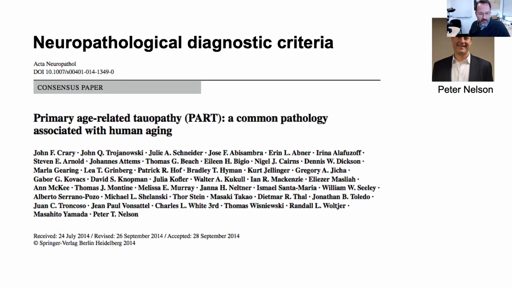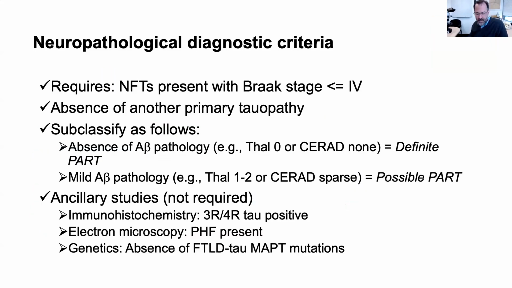Pete Nelson at the University of Kentucky, whose data I presented early in the talk, was highly involved in these discussions as well. What started as a review article became these consensus criteria. I'm thrilled about it because people have started to use this designation in research, and it started to pop up in many autopsy studies of Alzheimer's disease. These are the criteria here.